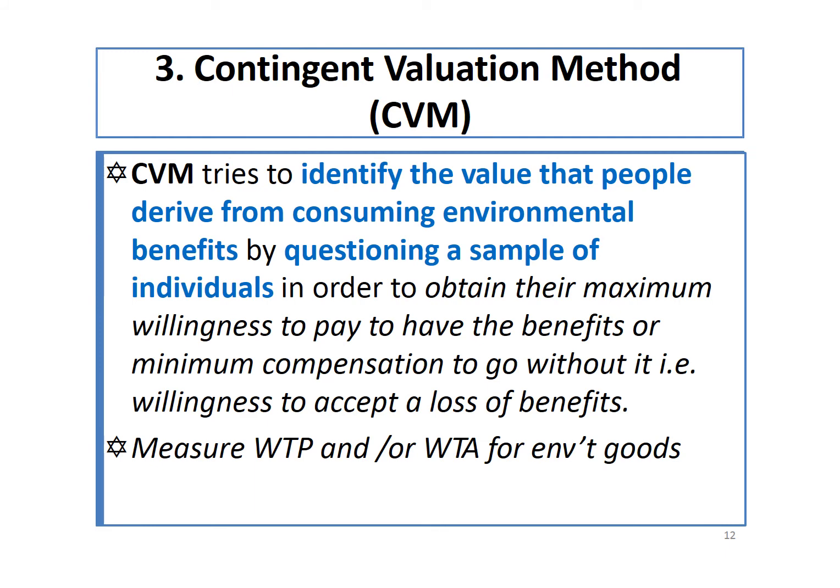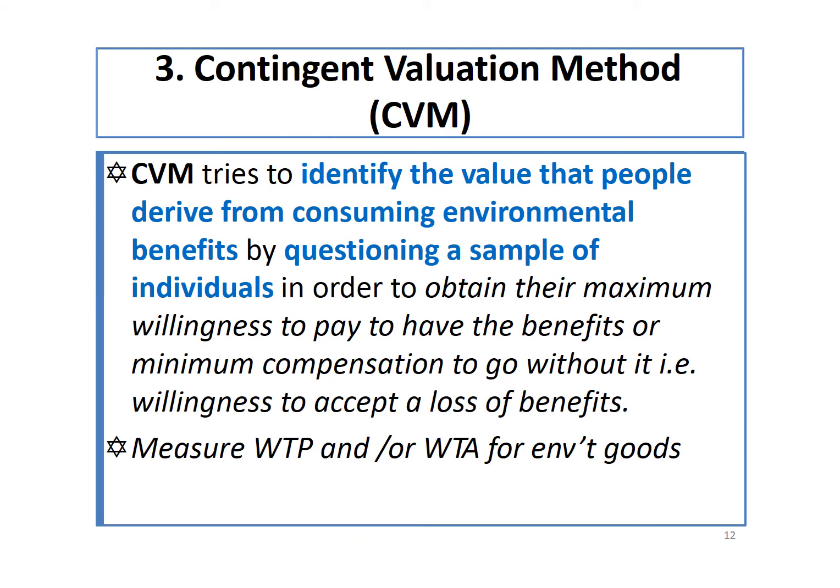The third interesting method of valuation is called the contingent valuation method, or CVM. This method tries to identify the values that people derive from consuming environmental benefits by questioning a sample of individuals in order to obtain their maximum willingness to pay to have the benefits, or minimum compensation to go without the benefits. That is, willingness to accept a loss of a benefit.